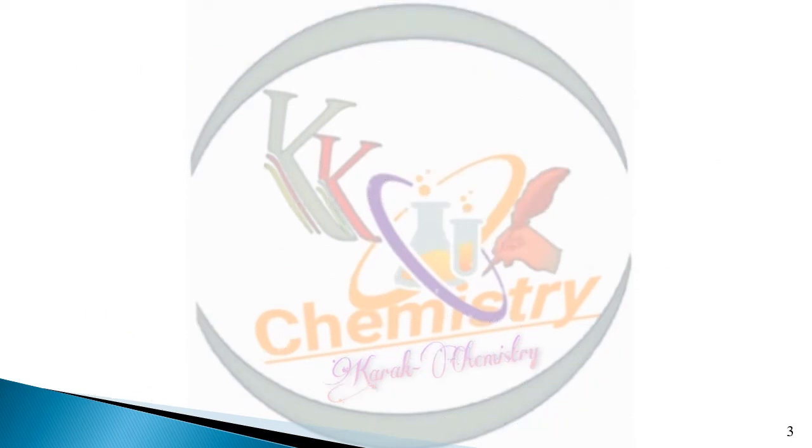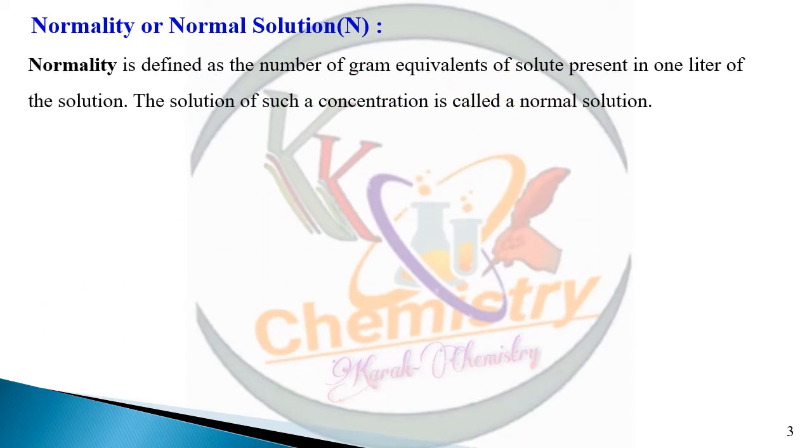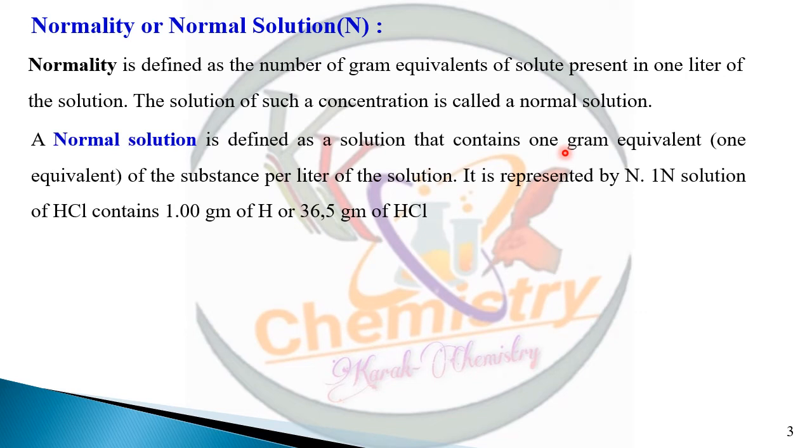First one is normality or normal solution. We are aware of the fact that actually normality is the number of gram equivalents of solute present in 1 liter of solution. The solution of such concentration is called a normal solution. So a normal solution is defined as a solution that contains 1 gram equivalent, or you can say 1 equivalent of that substance per liter of this solution. It is represented by N, so we can say that a one normal solution is like, if you dissolve 36.5 gram of HCl in 1 liter, then the solution will be 1 normal.